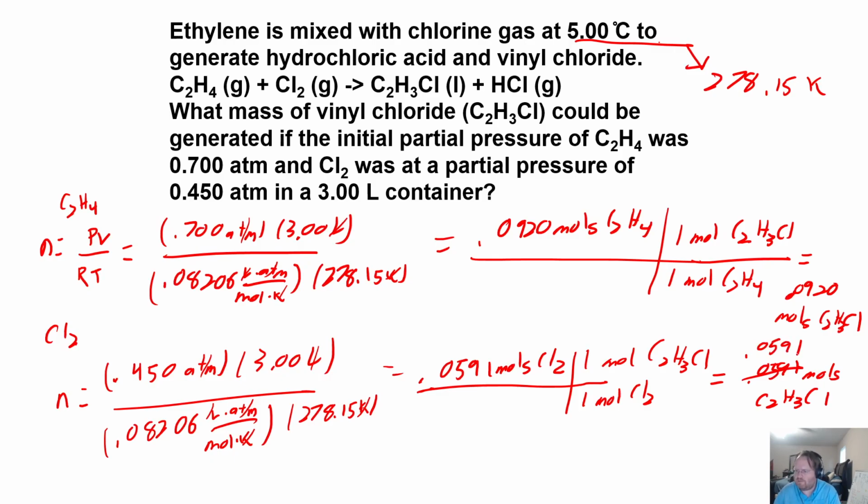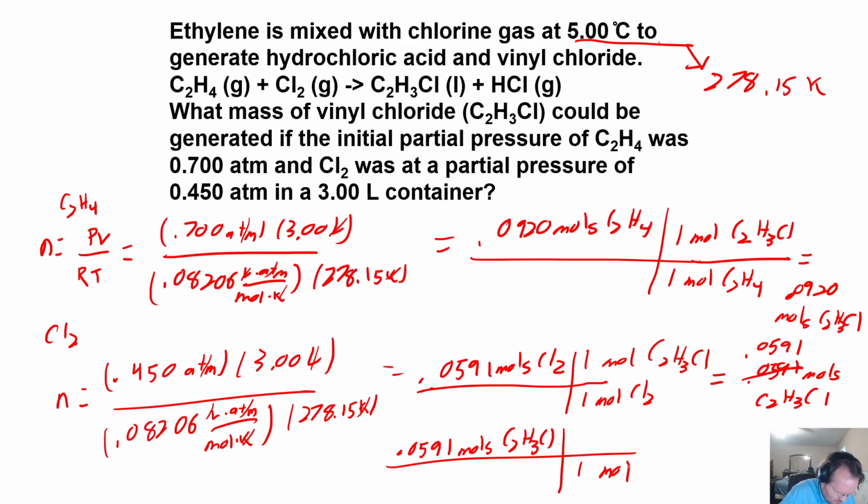Now, we're almost done. We did see that Cl2 is the limiting reactant, but the problem asks us for what mass. So I've got to finish by converting it to grams. So we've got our moles of vinyl chloride down here. And its molar mass, we know that every 1 mole of this has a mass of 62.5 grams. And if we multiply that by our moles, we get, there's 3 sig figs in the problem, so 3 in the final answer, 3.69 grams of our vinyl chloride. This is how many grams we could make.